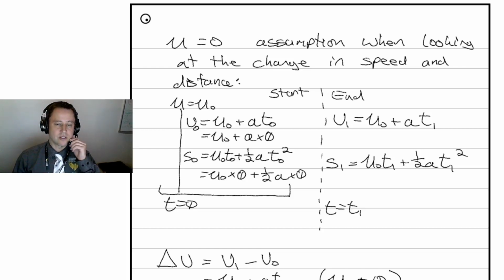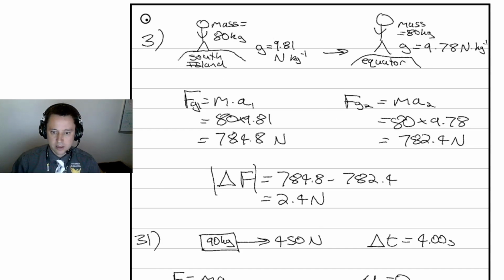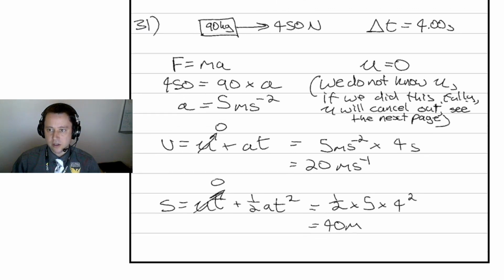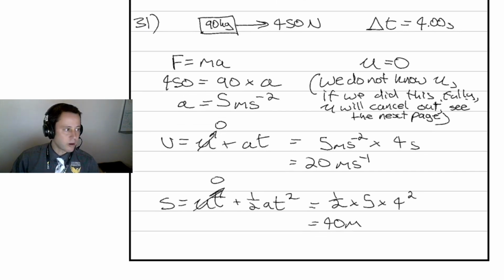Hello physics students, this is just a quick video to explain the shortcut that I took in some of my working. Basically, what I'm looking at is a previous problem, which is this problem here, where I said u is equal to 0. I won't go into the details.